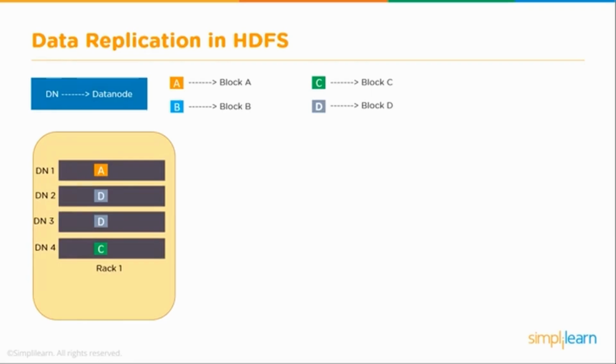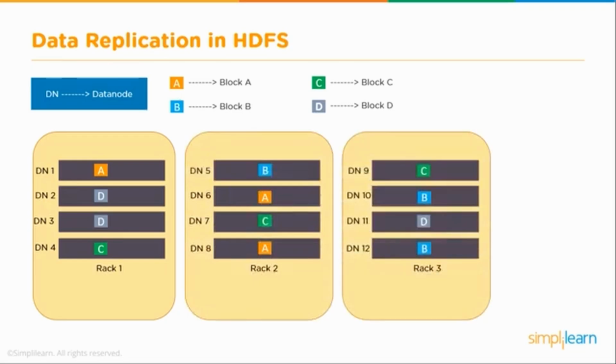So if I have a block A on data node 1, I would never have a replica of block A on data node 1. So it would obviously be on some other machine. And replication has a second rule when it comes to a rack-aware cluster.